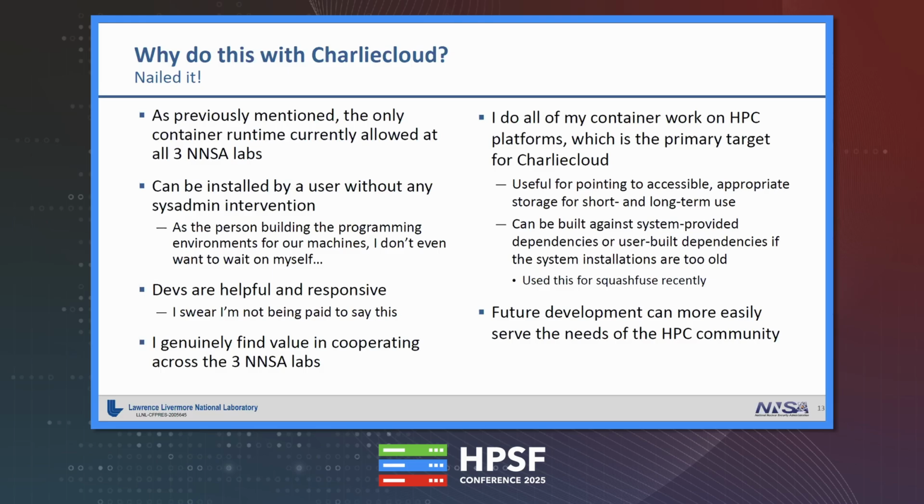I do all my work on the HPC platforms. I do the builds, the runs, everything up there, converting them, building on top of them. And Charliecloud is great for this. I can redirect my temp storage to wherever I need to, and on different machines that can be in different places. And then system provided dependencies and user provided dependencies can be maintained in these containers, even if the machine keeps moving and something breaks. They're great for that.